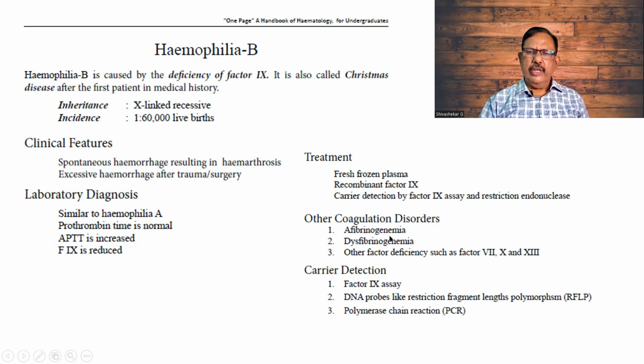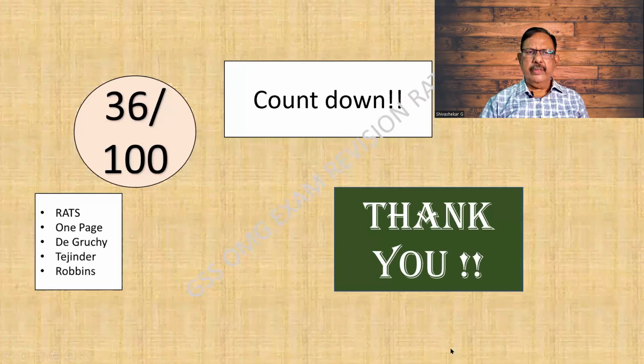Other coagulation disorders can be differential diagnosis. Other clotting factor deficiency, afibrinogenemia or dysfibrinogenemia. And the carriers can be detected by means of the factor IX assay. DNA probe, RFLP I mentioned, and polymerase chain reaction. This is complete of hemophilia B, a university question.